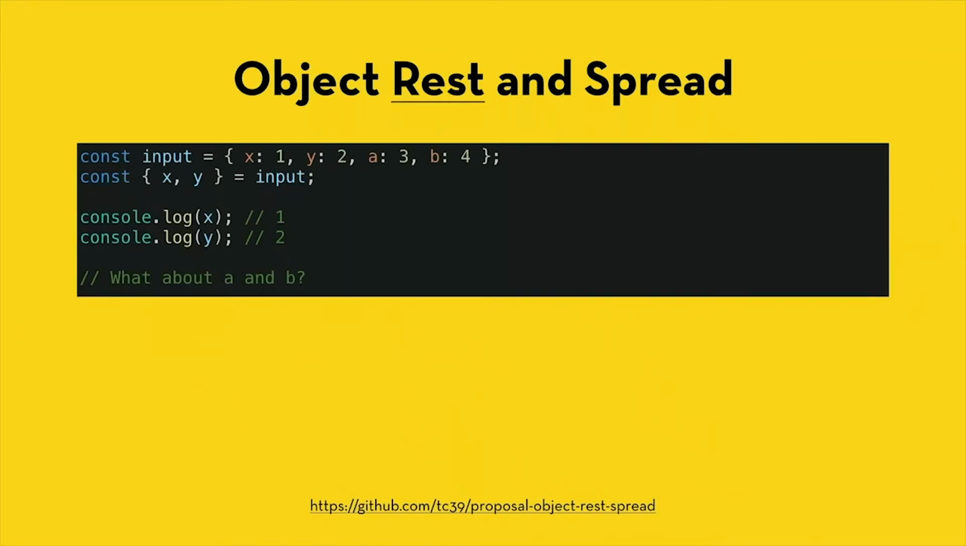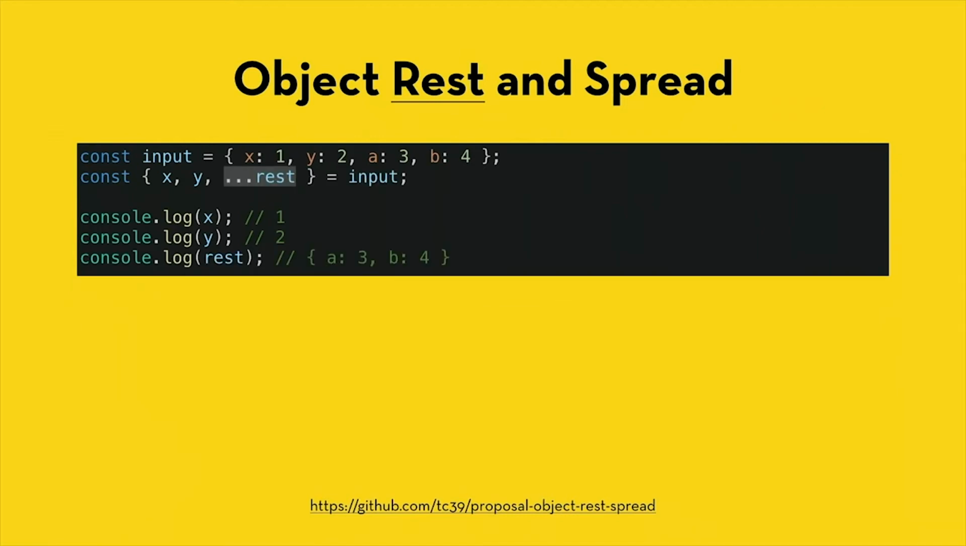So object rest and spread. We had array rest and spread, so you remember that we collected the rest of the elements when we destructured. Well, you can do the same thing with an object right here. So we collect x and y from it, but what about a and b? Well, you use the same kind of syntax. This is the magic magnet. You use the 3 dots and then the name of the variable. So in the destructuring, all the rest get collected onto the rest variable.